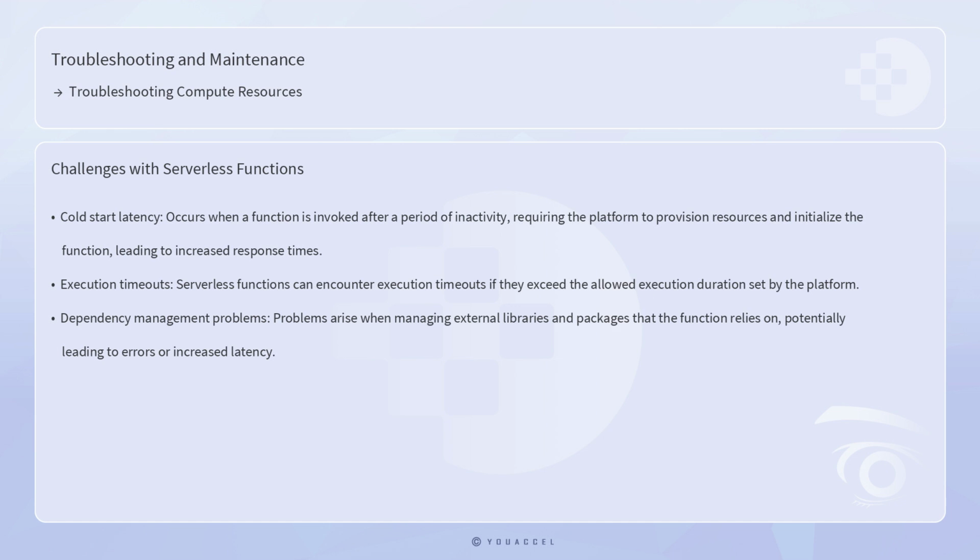Serverless functions, which abstract away infrastructure management, can simplify development and deployment, but also introduce unique troubleshooting challenges. Common issues with serverless functions include cold start latency, execution timeouts, and dependency management problems. Cold start latency occurs when a function is invoked after a period of inactivity, requiring the platform to provision resources and initialize the function, leading to increased response times. Monitoring and optimizing function invocations, such as by keeping a minimal baseline of warm instances, can mitigate cold start latency.